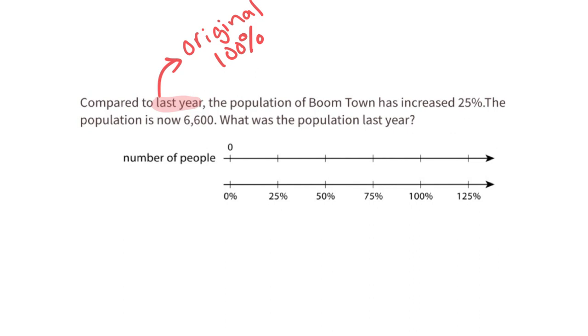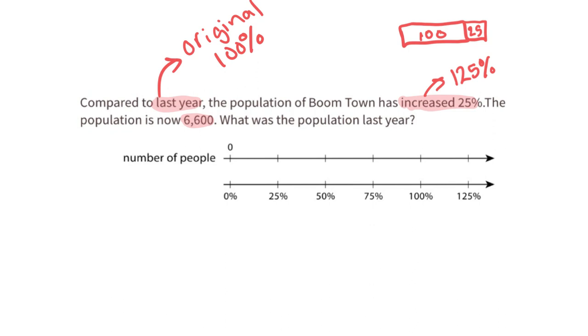Okay, and then the population has increased 25%. So if we have 100%, we are increasing or adding 25% to it. So that means our new population is 125% of the old. The population is now 6,600. What was the population last year?